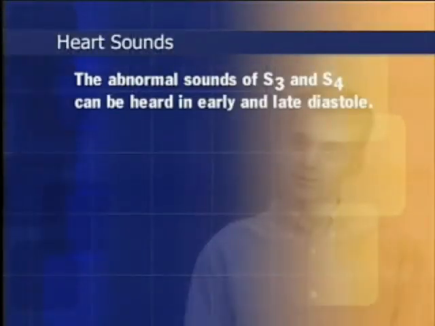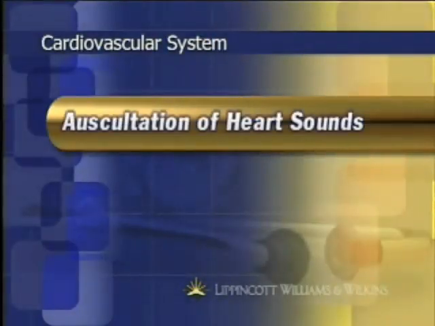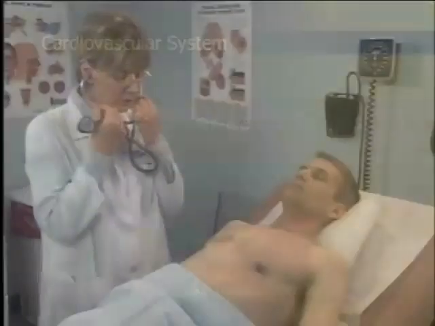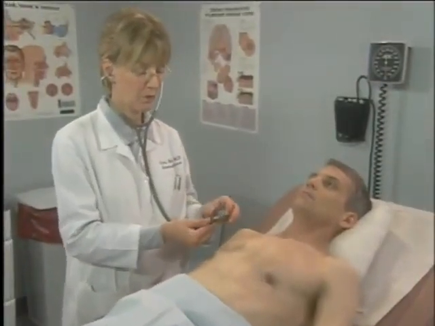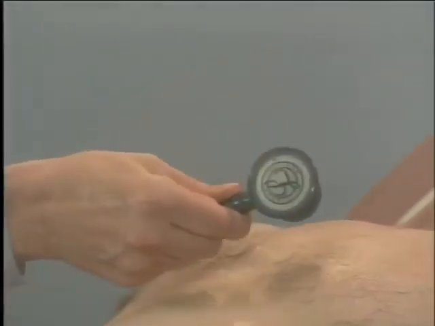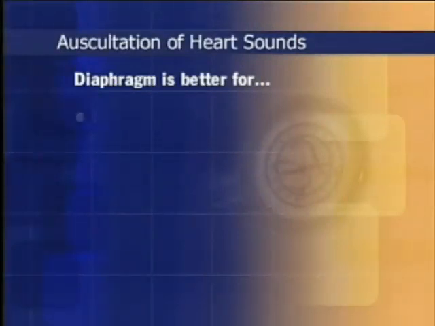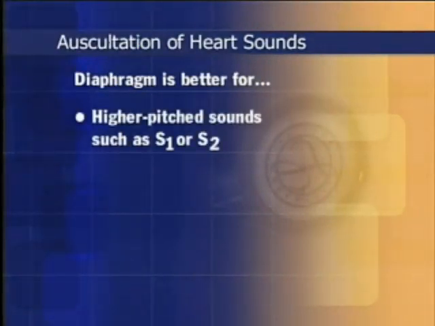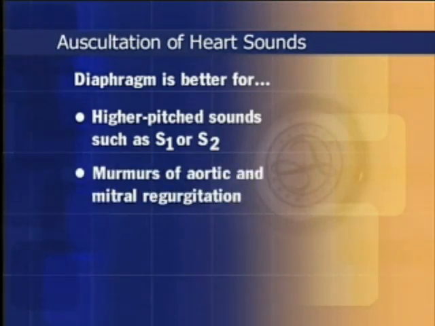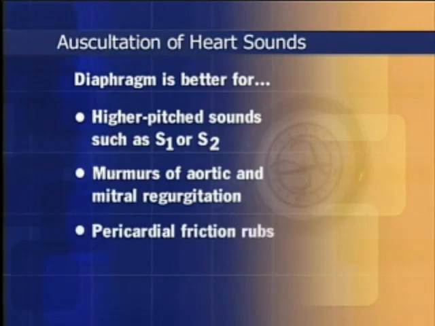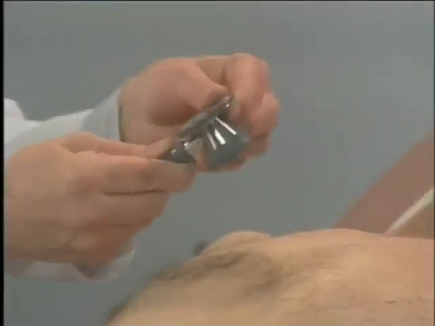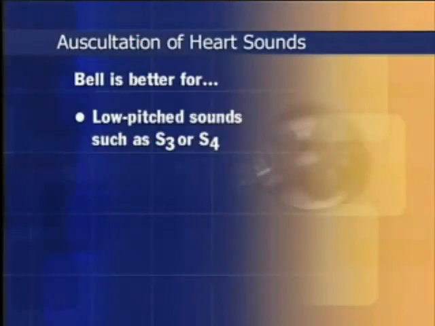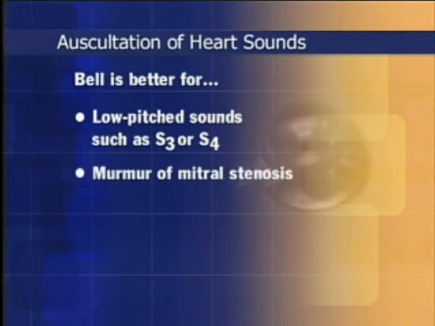The abnormal sounds of S3 and S4 can be heard in early and late diastole. When auscultating, it's important to know your stethoscope. The diaphragm is better for detecting higher-pitched sounds, such as S1 or S2, the murmurs of aortic and mitral regurgitation, and pericardial friction rubs. The bell is more sensitive to low-pitched sounds, such as S3 or S4, and the murmur of mitral stenosis.